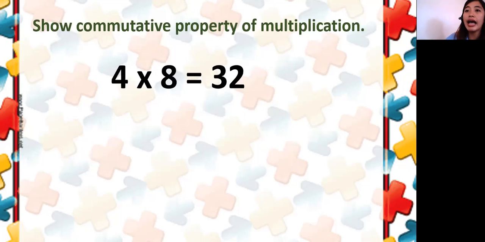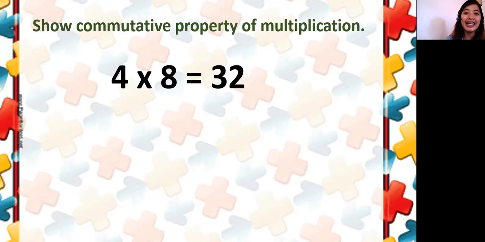Let's try. Do this one by yourself. Show the commutative property of multiplication. Can you get your whiteboard, please? And write this number sentence the other way using the commutative property of multiplication. Make it fast. Get your whiteboard now.